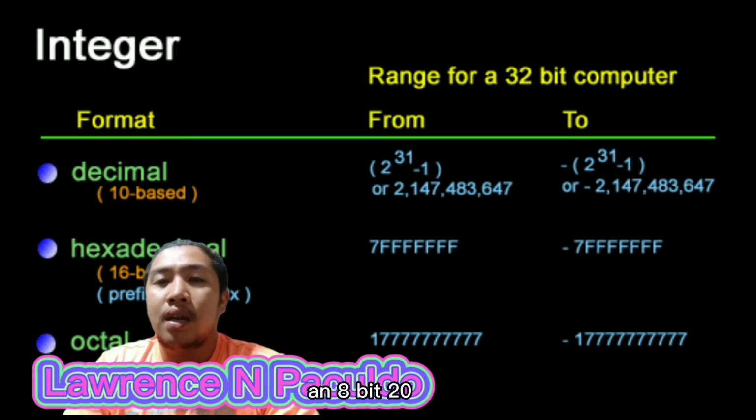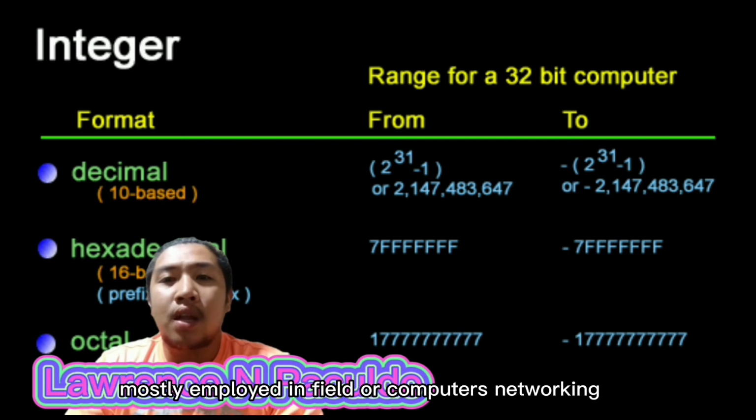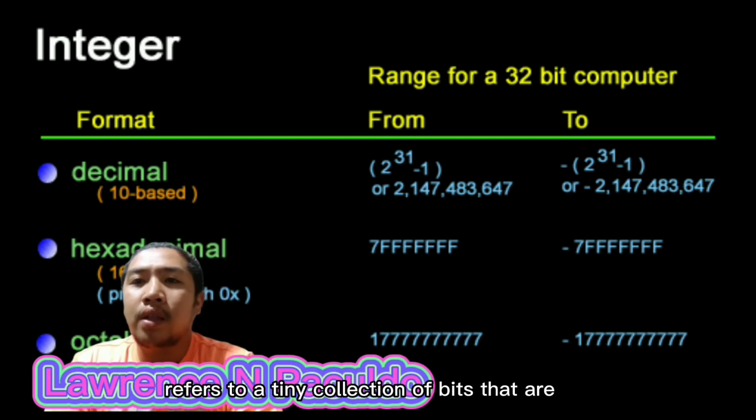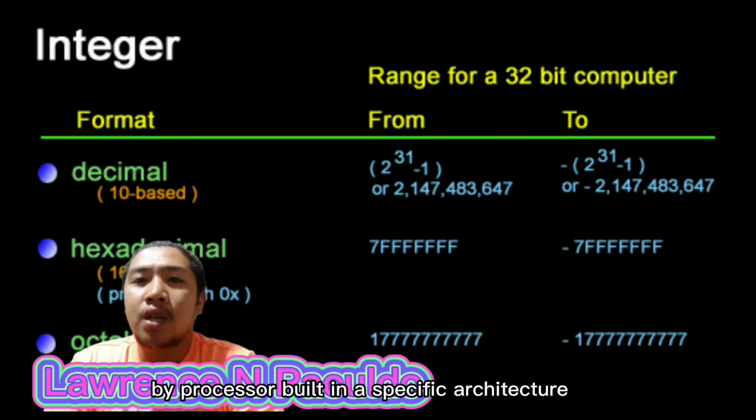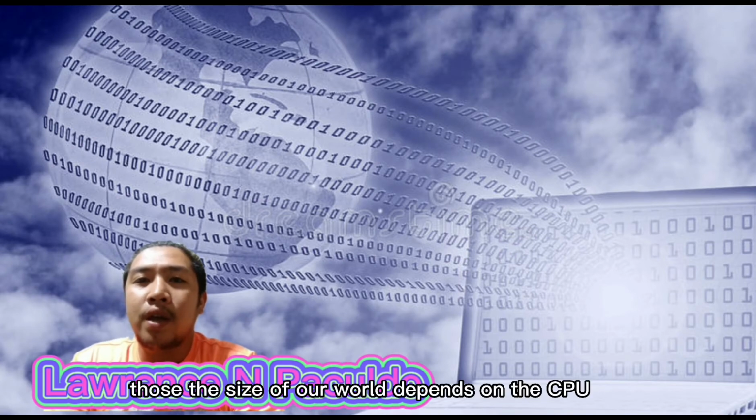In all cases, an 8-bit quantity is meant by the term octet. It is mostly employed in the field of computer networking, where machines with various byte widths may need to connect. The term word refers to a tiny collection of bits that are processed simultaneously by a processor built in a specific architecture. Thus, the size of a word depends on the CPU.